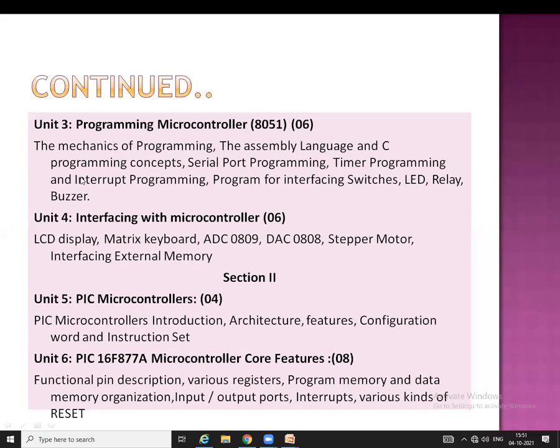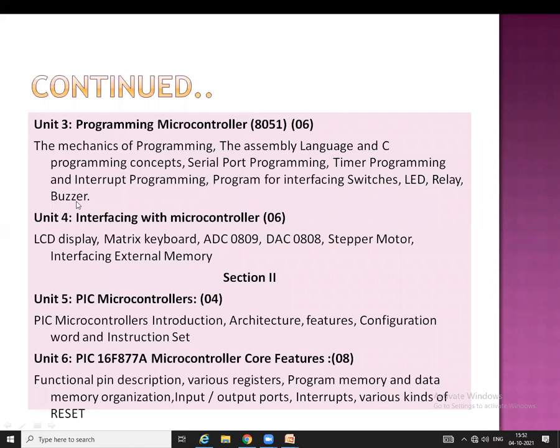Whatever is possible, we will see whether to use assembly language programming or embedded C language programming. In that, we are going to learn assembly language and C programming concepts, serial port programming, timer programming, interrupt programming, and lastly, programs for interfacing switches, LED, relay, and buzzer. If you have already gone through it, you are familiar with this concept. So definitely I am expecting from your side also how we can make these sessions interactive.